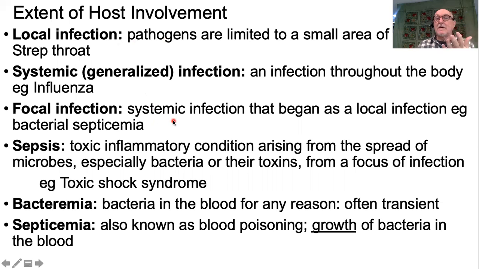You might also think, for example, about somebody being wounded in their hand, getting a bacterial infection, and then the bacterial infection entering the bloodstream and spreading throughout the body. That can produce some very, very serious consequences. Bacteria in the blood, for any reason, we refer to as bacteremia. And that is simply the presence of bacteria in the blood, often very, very temporary.